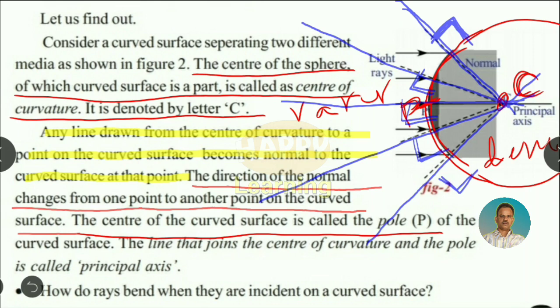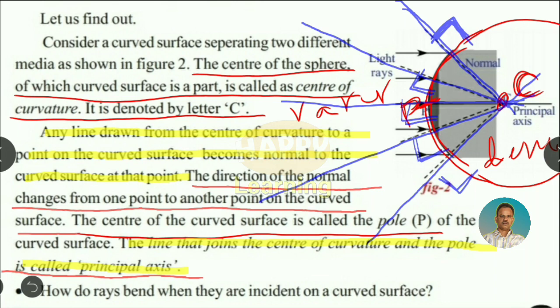So, for this curved part we have selected, C is the center, and every line drawn from the point C onto the curved surface becomes a normal. The line that joins the center of curvature and the pole is called the principal axis.